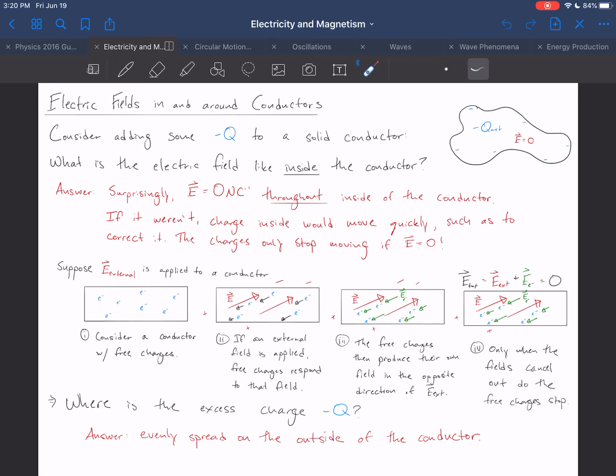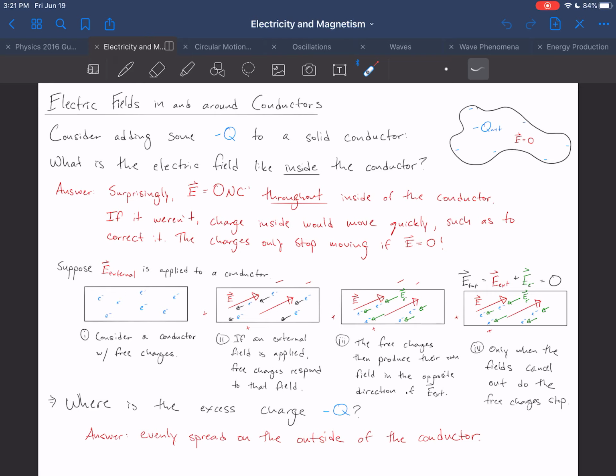Well, they stop moving when the field that those free charges collectively produce exactly cancels out the external field produced by that extra charge. So E external plus E of the electrons ends up being 0. That's when they stop moving. And they do this no matter what.